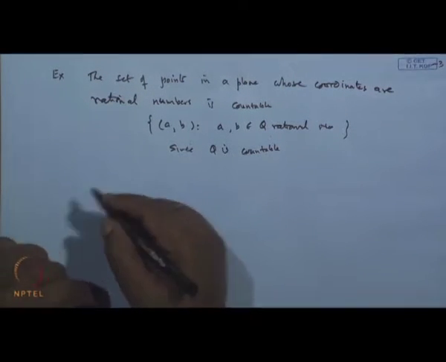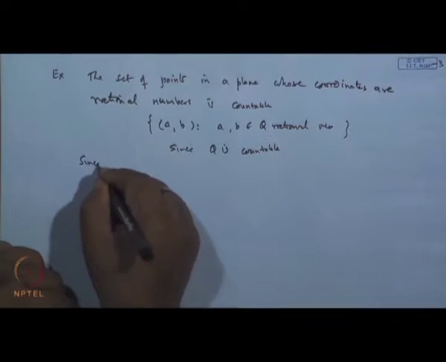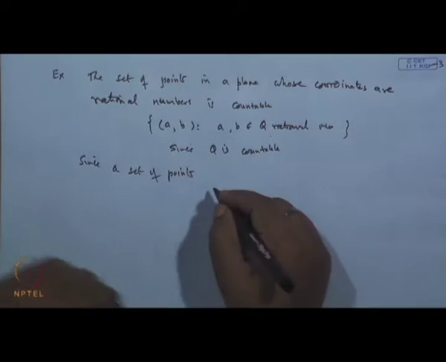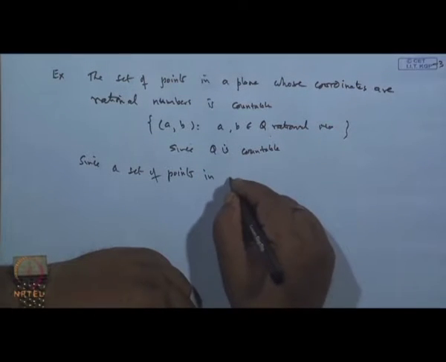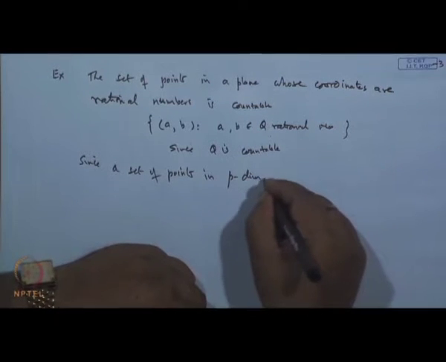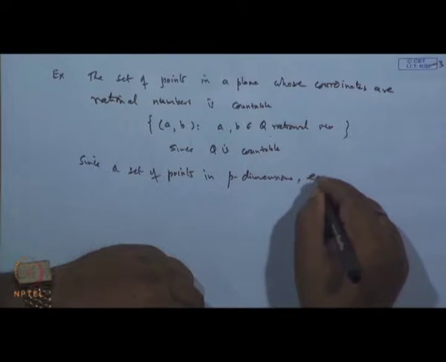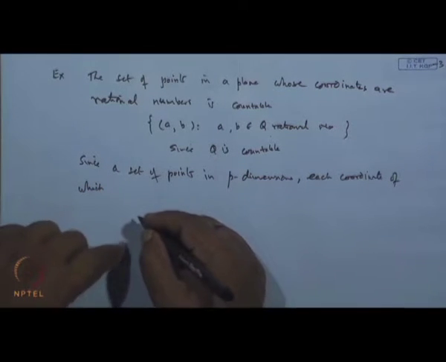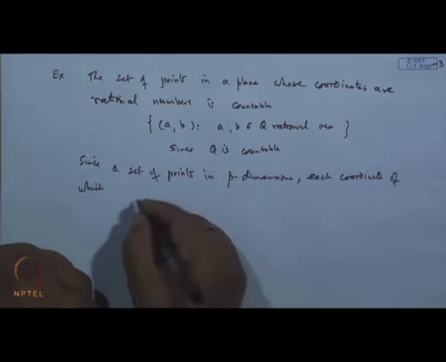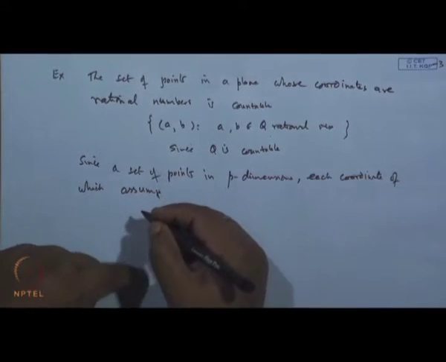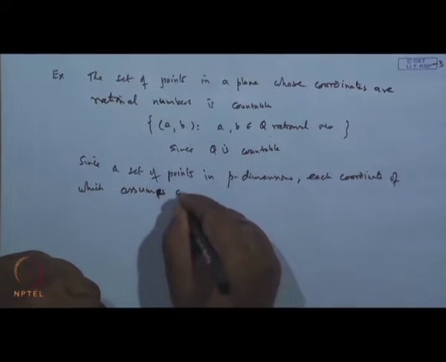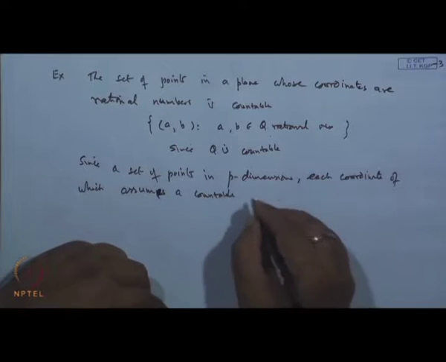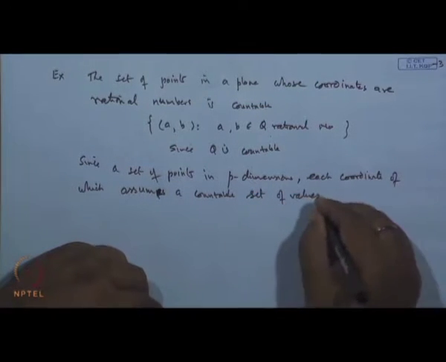Actually, based on this result, the set of points in p dimensions, this dimension is 2, each coordinate of which assumes a countable set of values, is countable.